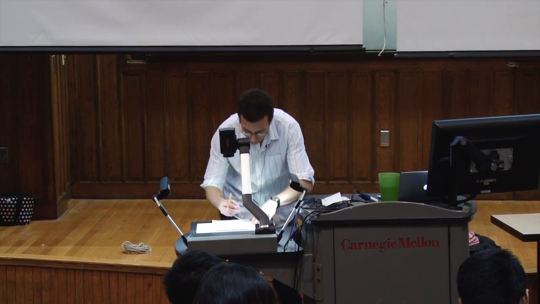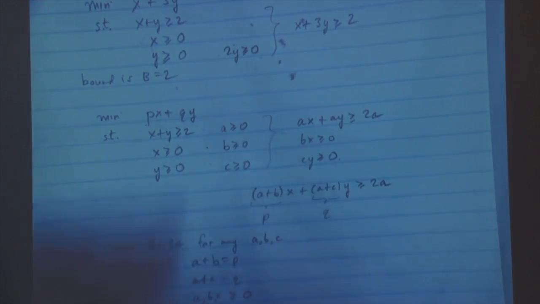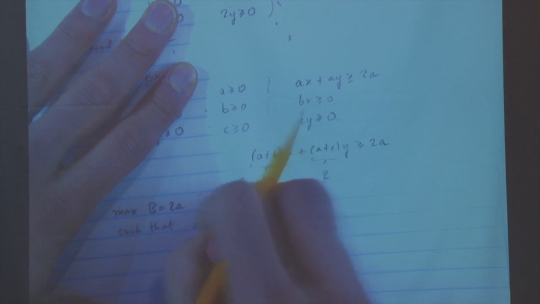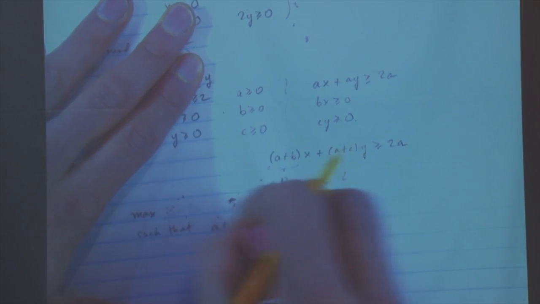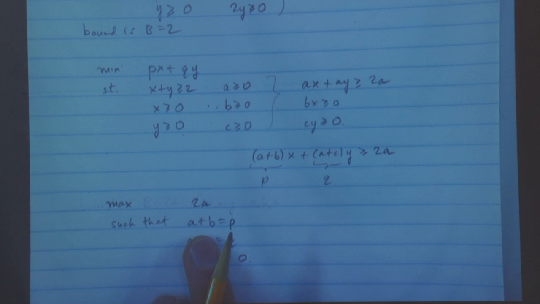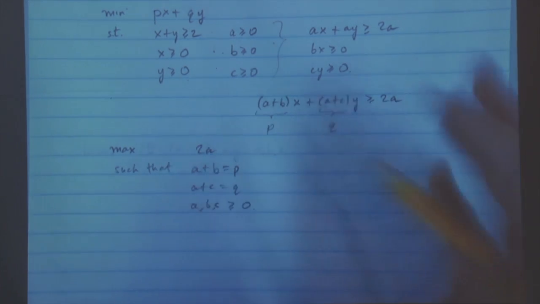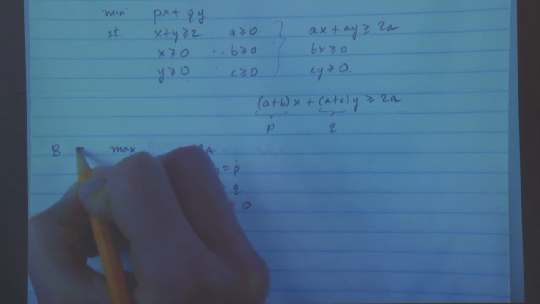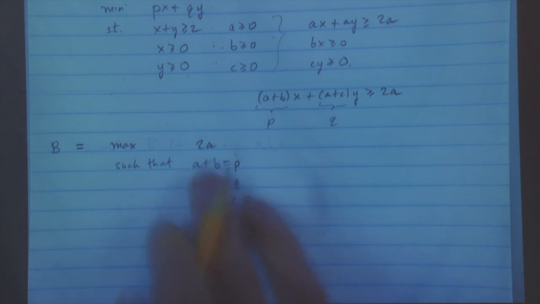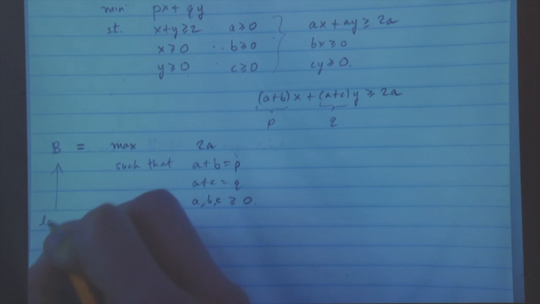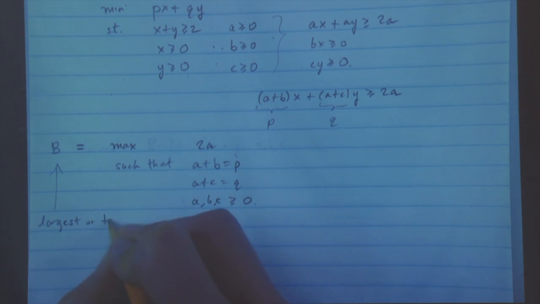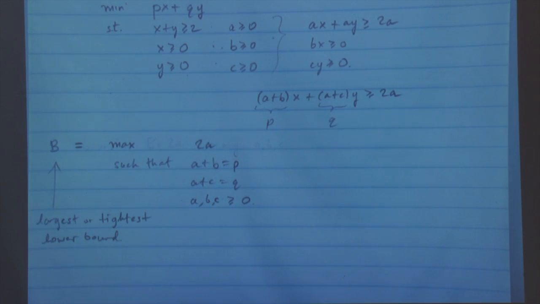Right? So we're going to just take the max of 2a, subject to the following constraints. a plus b is p, a plus c is q, a, b, and c are all bigger than or equal to 0. And so if we take b equals the maximum of 2a subject to these constraints, this is the largest lower bound. Largest or the tightest lower bound.